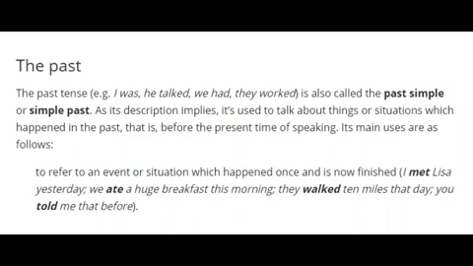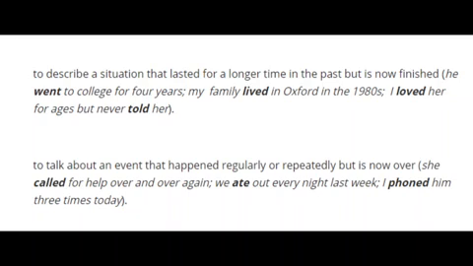Now see here, we also use past tense to describe a situation that lasted for a longer time in the past but is now finished. For example, he went to college for 4 years. My family lived in Oxford in the 1980s. I loved her for ages but never told her. All these actions took a longer time, but it happened in the past.